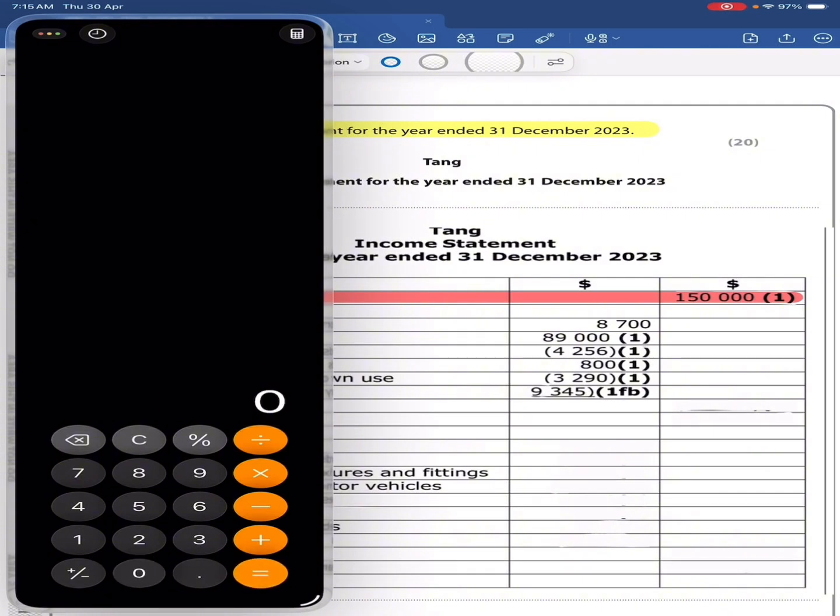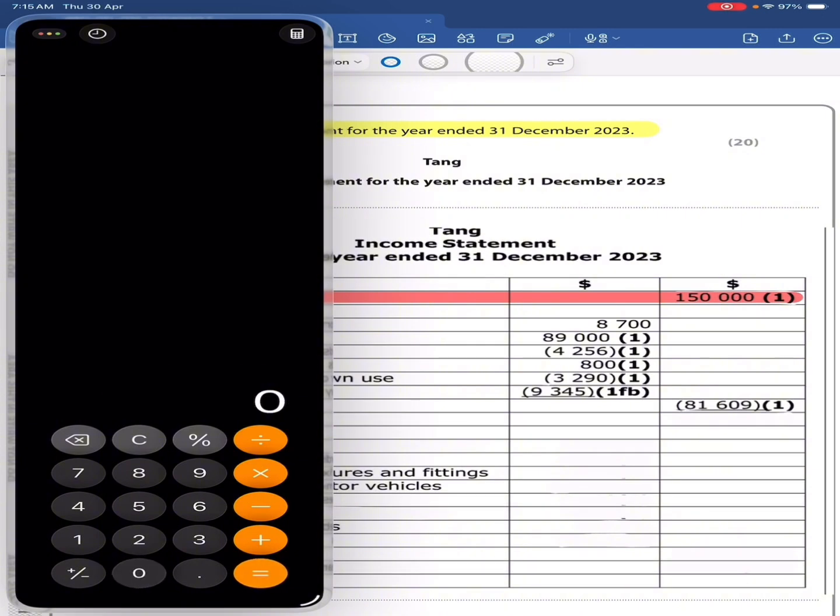Now let's find the cost of sales. 89,000, take away 4,256 plus 800, take away 3,290 and take away 9,345. And then we find out the cost of sales.